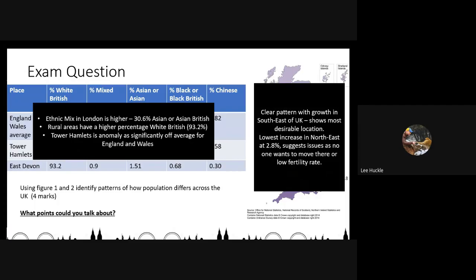There's a clear pattern with the growth in the southeast of the UK. It shows it is the most desirable location of our country. And as I said before, the lowest increase was in the northeast at 2.8%. And that suggests there's issues, as no one wants to move there, or very few people want to move there. And could be there's a lower fertility rate as well in comparison to London.